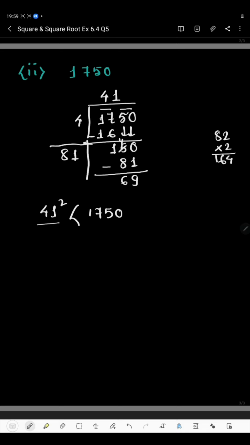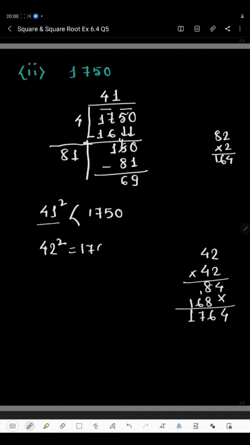So we will have to take the next square number. So the next square number is 42. So 42 square means 42 multiplied by 42. So 2 2s are 4, 4 2s are 8, again 4 2s are 8, 4 4s are 16. So 4, 8 plus 8 is 16, 6 plus 1 is 7. So it is 1764. Now 1764 is a perfect square number, because 41 square is less than 1750. That's why we have taken the next square number, which is 42. And 42 square is 1764, which is a perfect square number. So we have got the perfect square number.